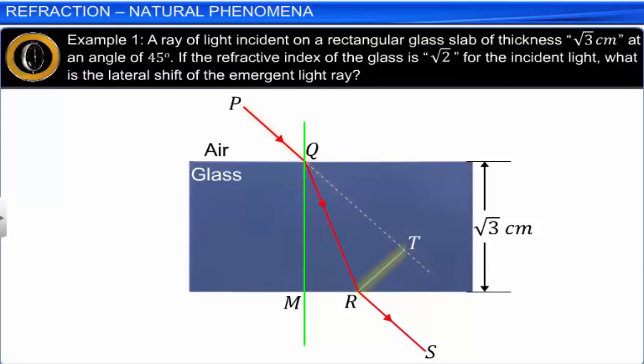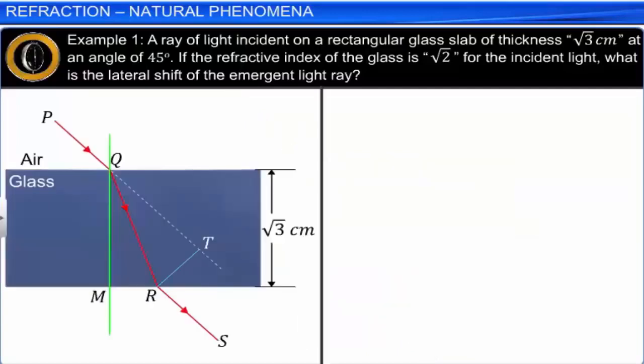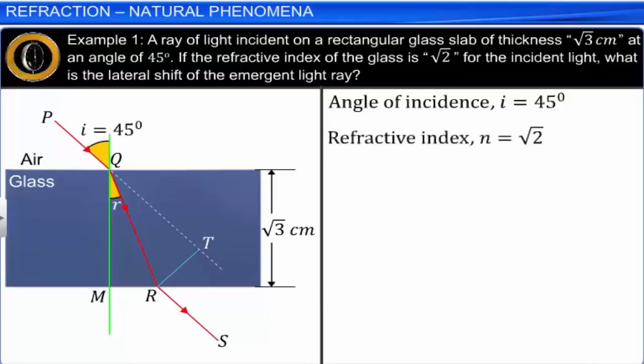Given that the angle of incidence I is equal to 45 degrees and the refractive index of the medium is √2. From Snell's law, we have n is equal to sin I by sin R. Substituting the values of n and I, and on further simplification, we get R is equal to 30 degrees.